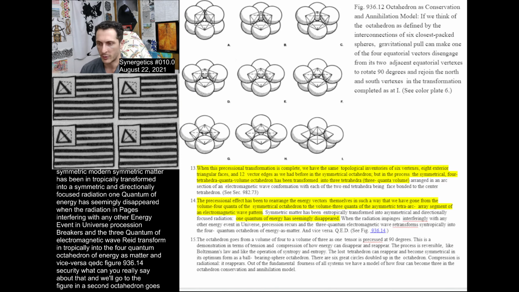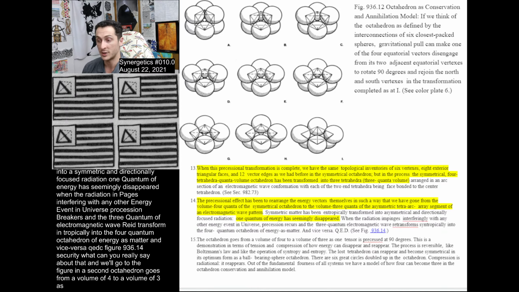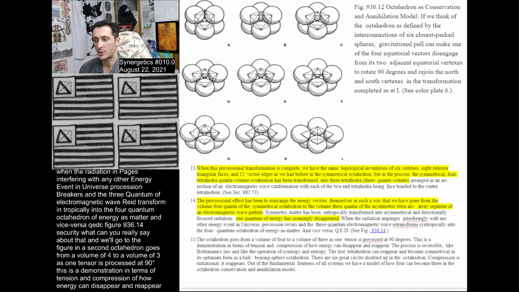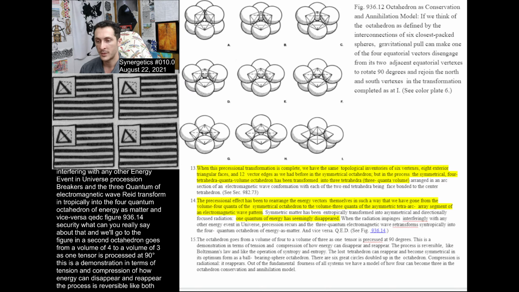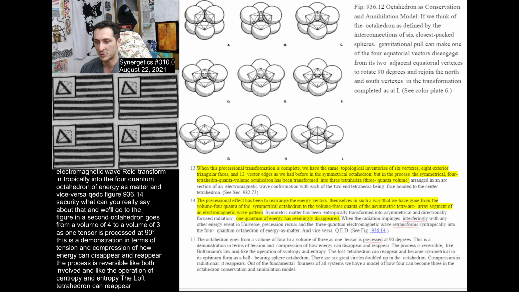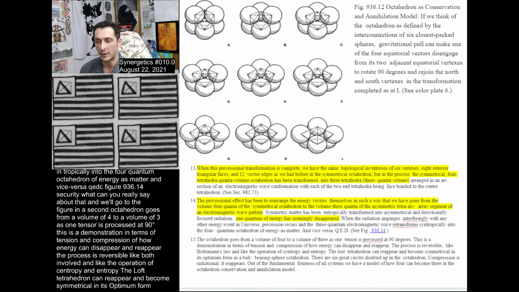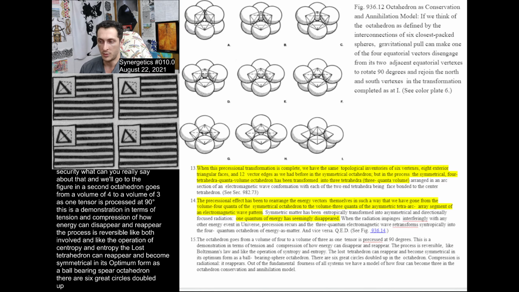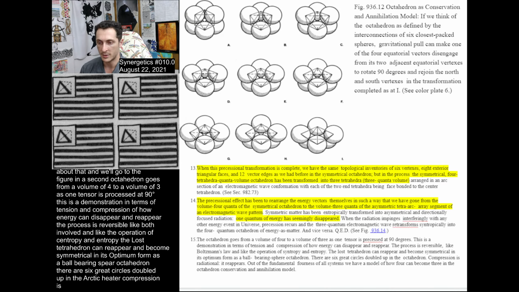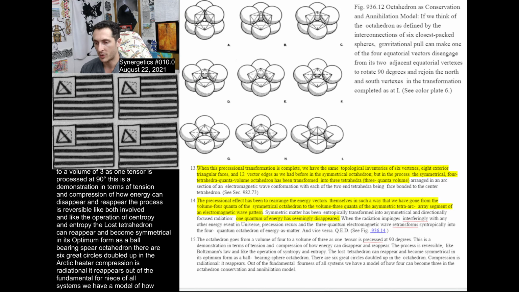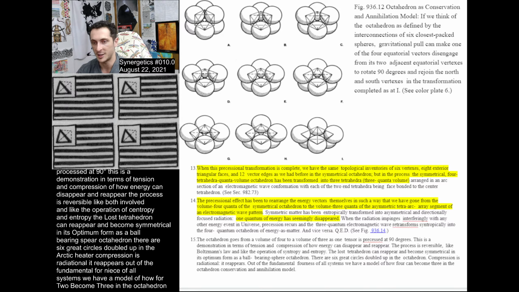The octahedron goes from a volume of 4 to a volume of 3 as one tensor is precessed at 90 degrees. This is a demonstration in terms of tension and compression of how energy can disappear and reappear. The process is reversible, like Boltzmann's law and like the operation of syntropy and entropy. The lost tetrahedron can reappear and become symmetrical in its optimum form as a ball-bearing sphere octahedron. There are 6 great circles doubled up in the octahedron. Compression is radiational, it reappears. Out of the fundamental 4-ness of all systems, we have a model of how 4 can become 3 in the octahedron conservation and annihilation model.